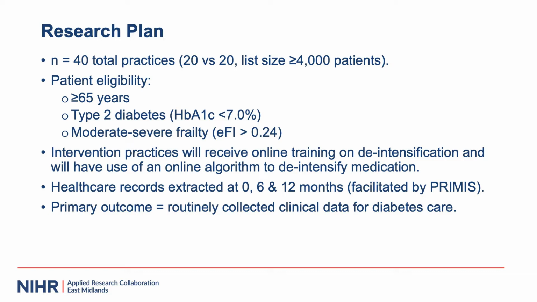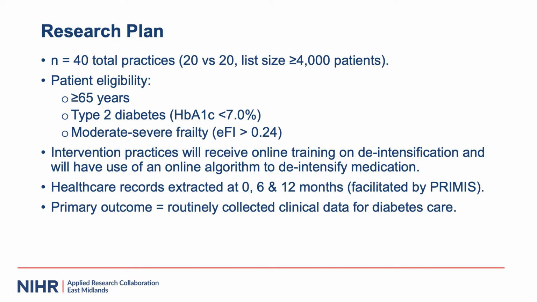Practices must have a minimum list size of 4,000 patients. Data will be collected from patients who are 65 years or over, living with type 2 diabetes, and present with moderate to severe frailty. Practices allocated to the intervention will be invited to attend a de-intensification online training webinar developed by our clinical education team, and they'll have access to an algorithm to support them during the de-intensification process.